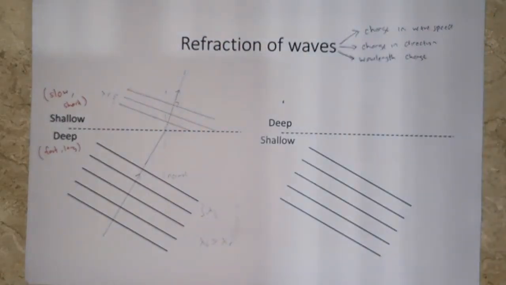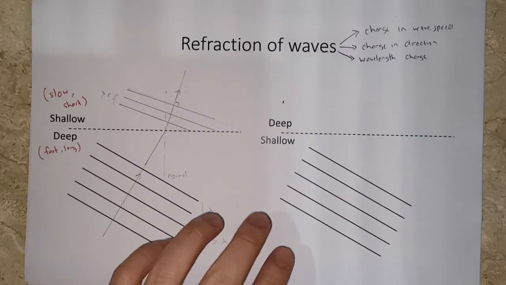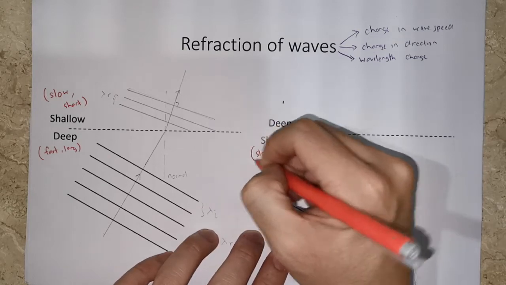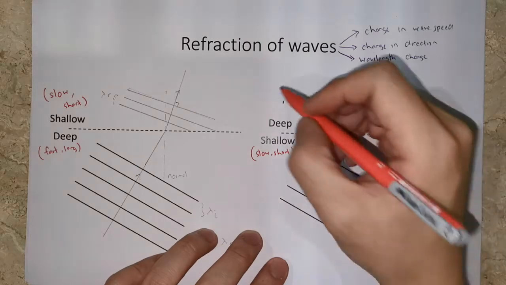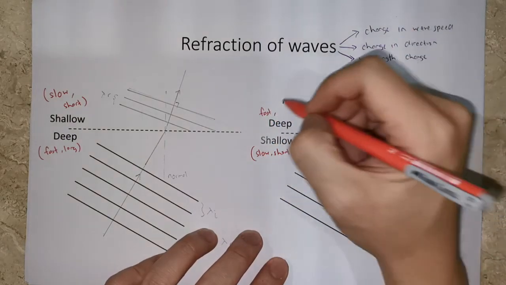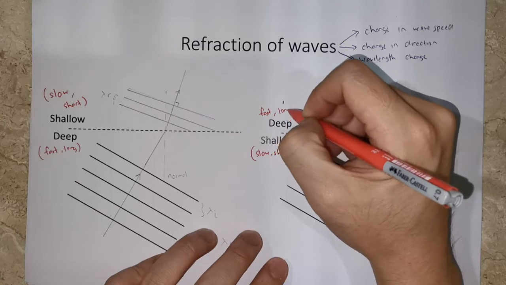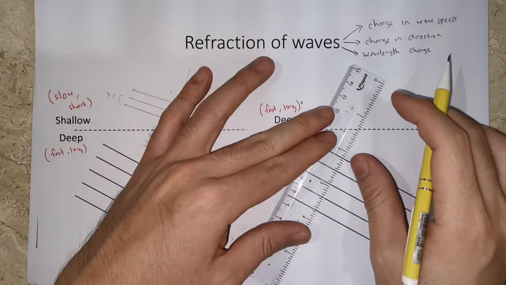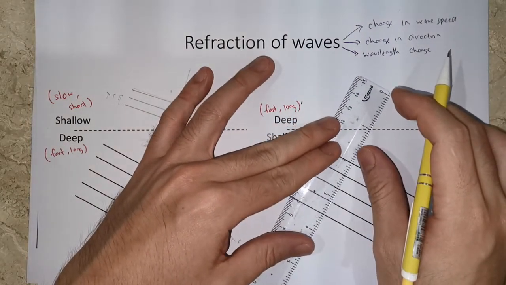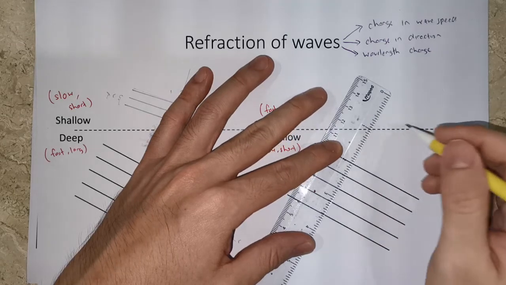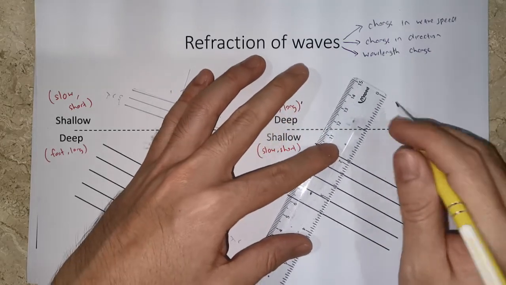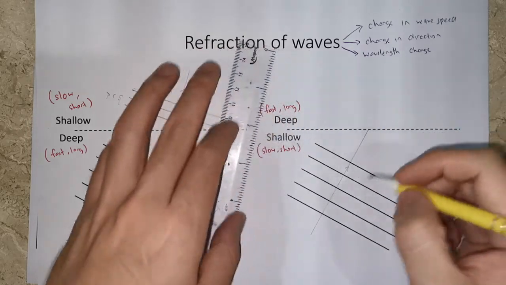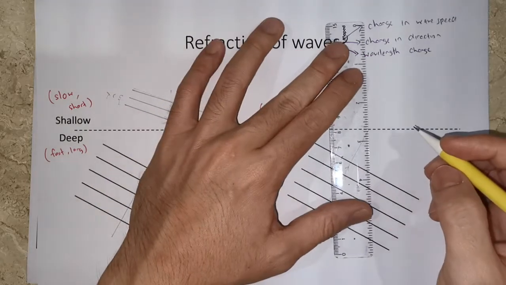Now very quickly, let's just do the next one, from shallow into deep, remembering shallow means it's slow and short. As it goes to deep, the speed will increase and the wavelength will be longer as well. Similar to what we have done previously, we need to draw the direction of the wave. You can draw right at the center or just along the way, that's fine. This is 90 degrees, making sure we draw the normal line.